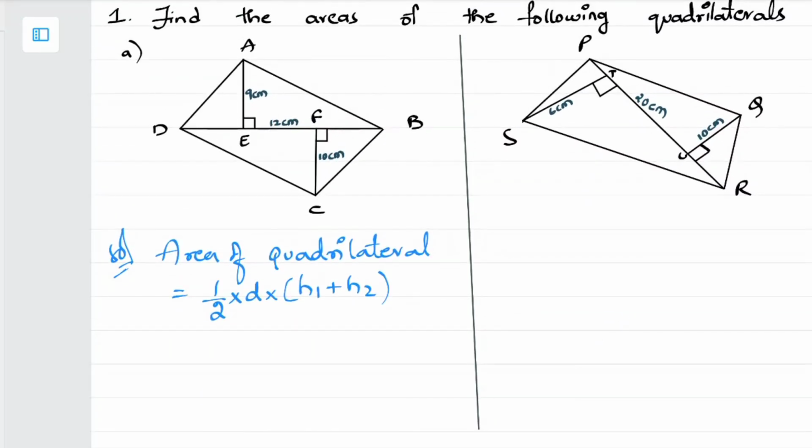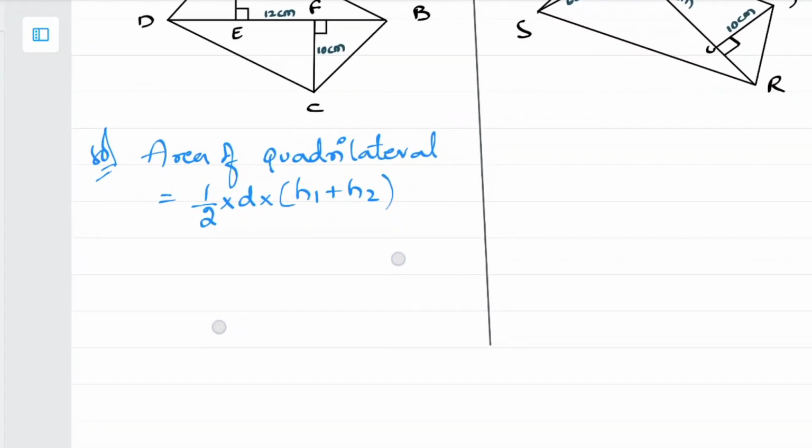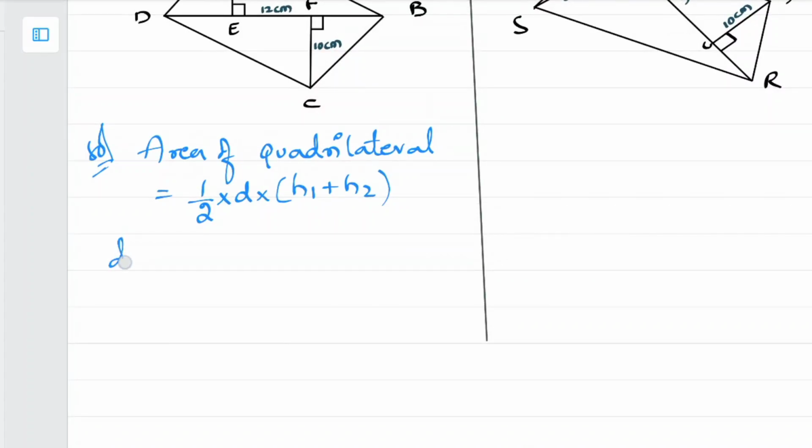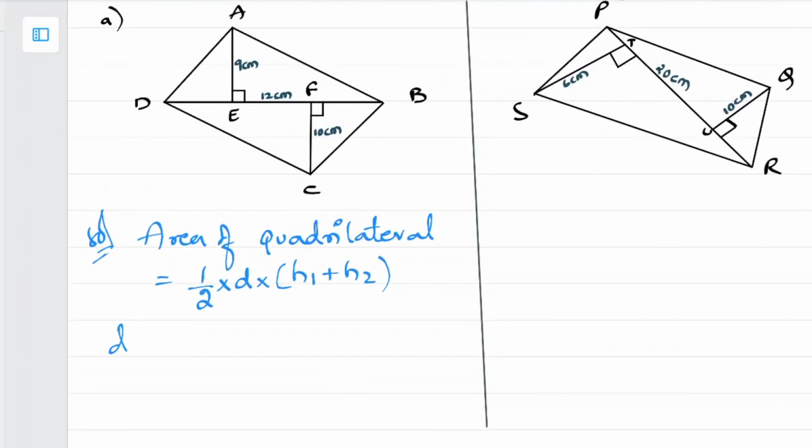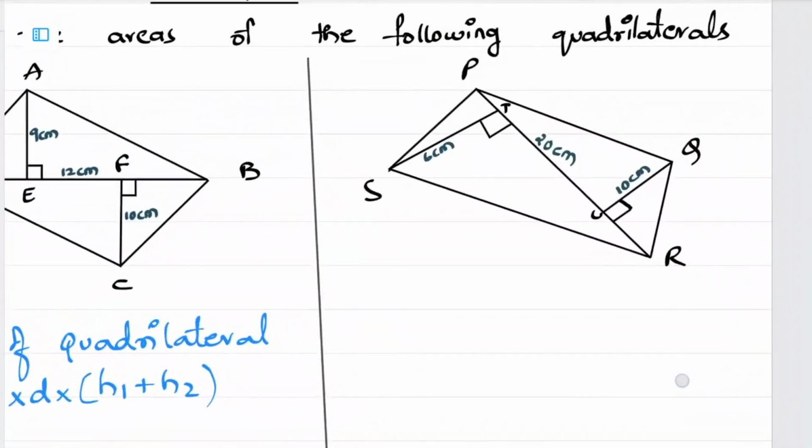So what is the diagonal they have given here? Diagonal is DB, that is 12 centimeters, and height 1 is AE, 9 centimeters, and height 2 is CF, 10 centimeters. Is the second figure also similar?